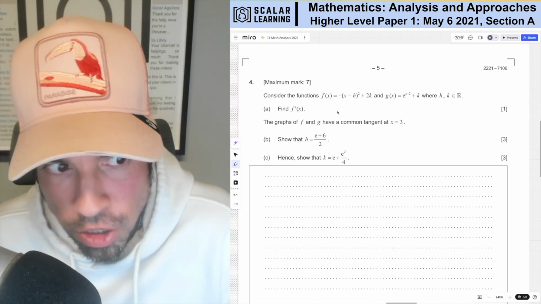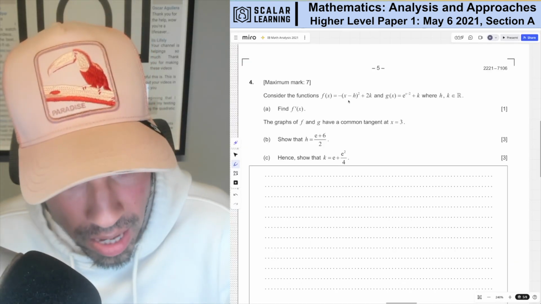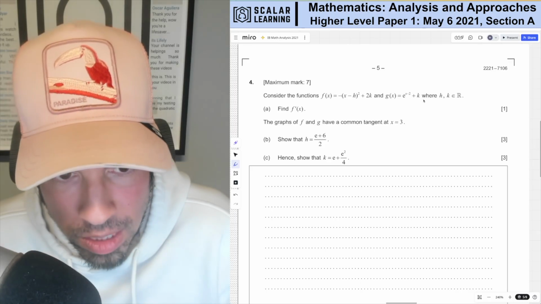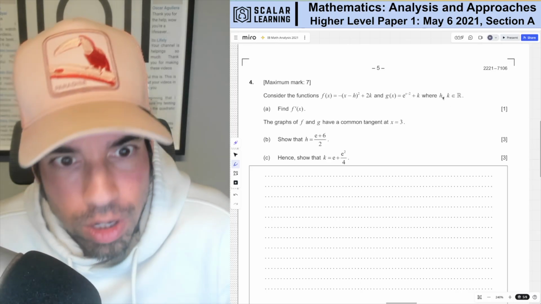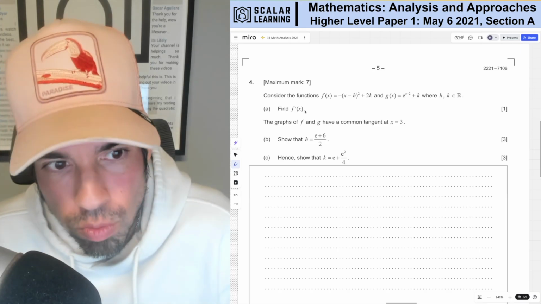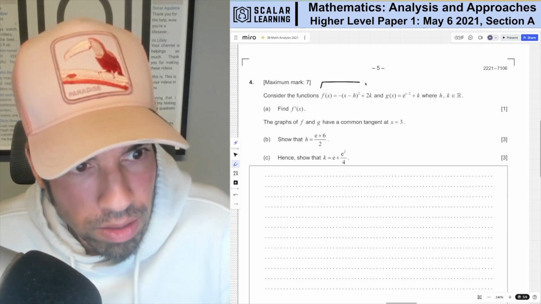Done. Consider the functions f of x equals negative (x minus h) squared plus 2k, and g of x equals e to the x minus 2 plus k, where h and k exist in all real numbers. And first it says find the derivative. Okay, so we're finding the derivative of f.